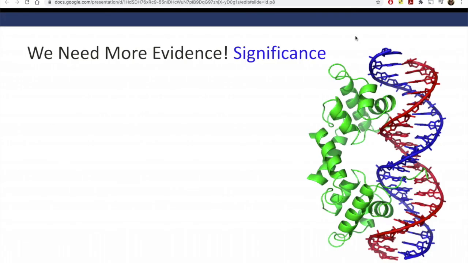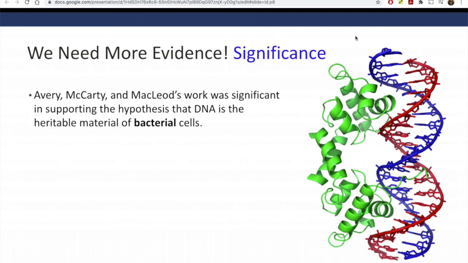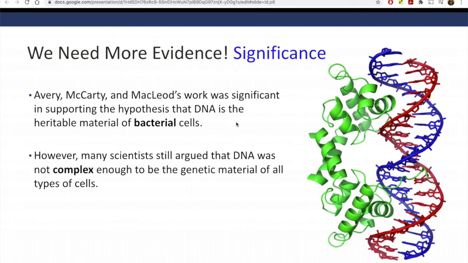So what was the significance of the Avery, McCarty, McLeod experiment? Avery, McCarty, and McLeod's work was significant because it supported the hypothesis that DNA is the heritable material of at least bacterial cells. So they confirmed that different types of bacteria all use DNA as their genetic information. But many scientists still argued that DNA was not complex enough to be the genetic material of all types of cells, including ours. So the next set of scientists sought to answer that question.